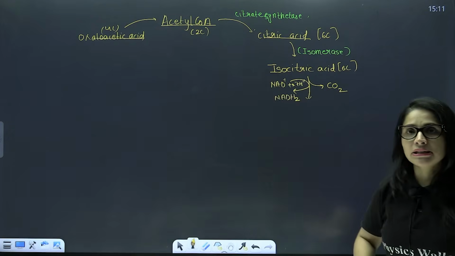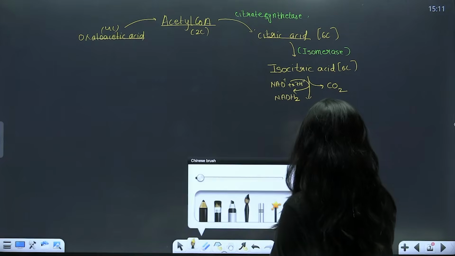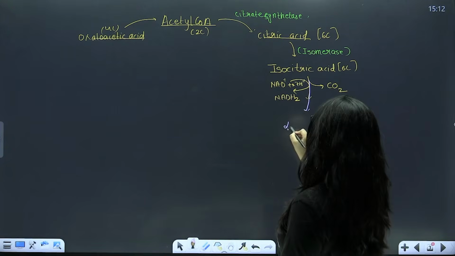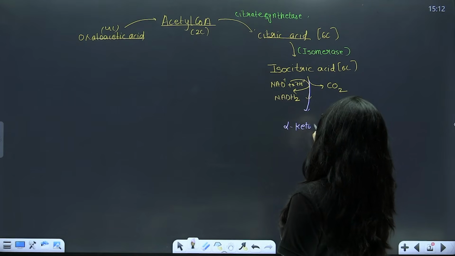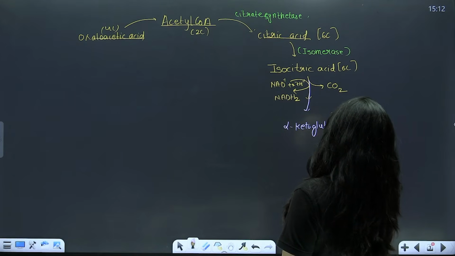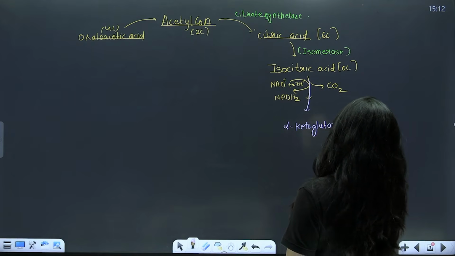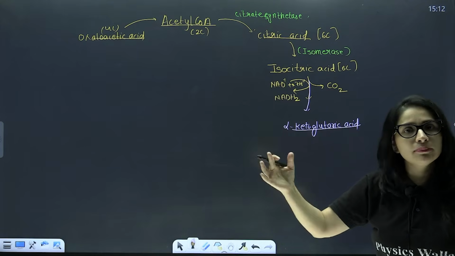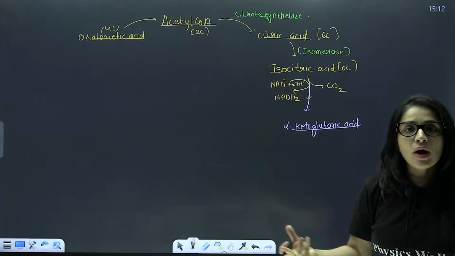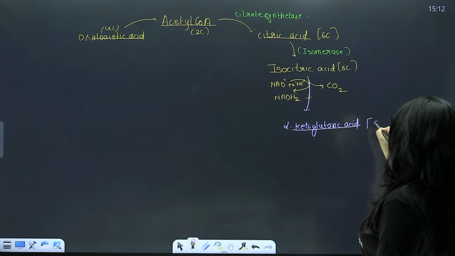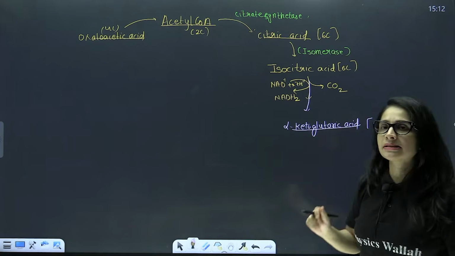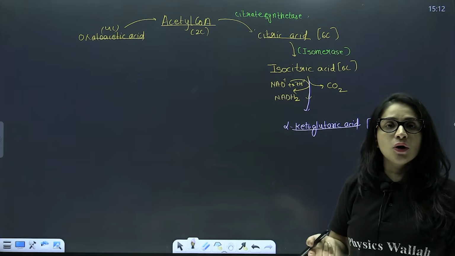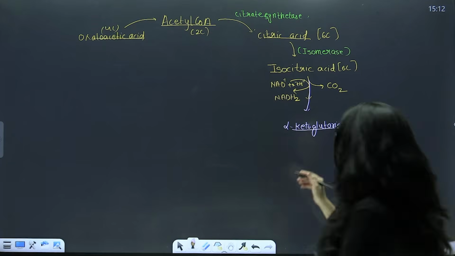Now, after oxidative decarboxylation, this isocitric acid converts itself into alpha ketoglutaric acid. Now, how many carbons are left? 6, out of which 1 is being removed in the form of CO2. So, how many left? 5. So, therefore, this is now a 5-carbon compound, which again will undergo oxidative decarboxylation.